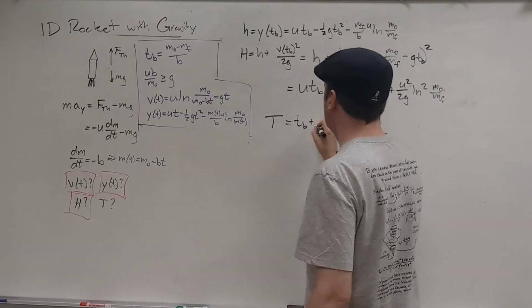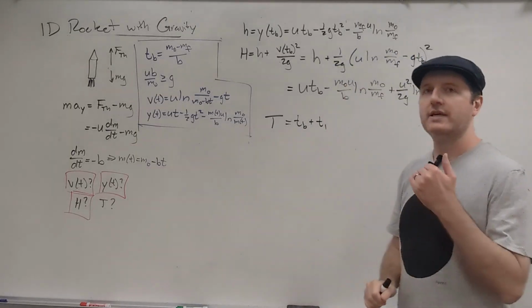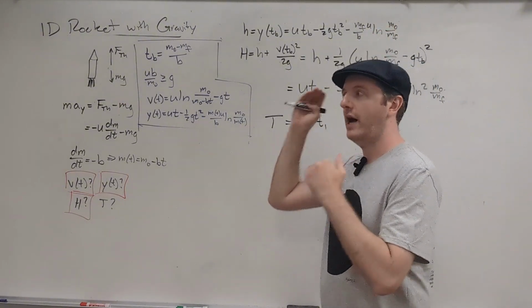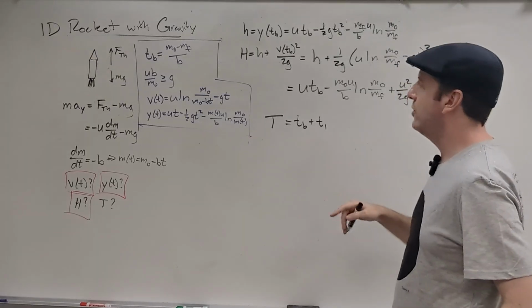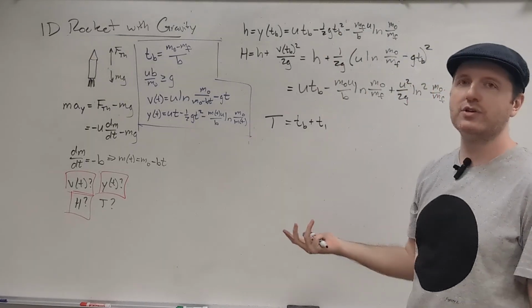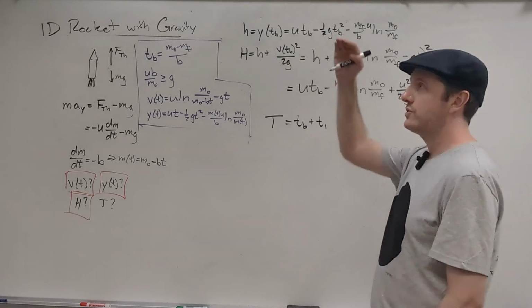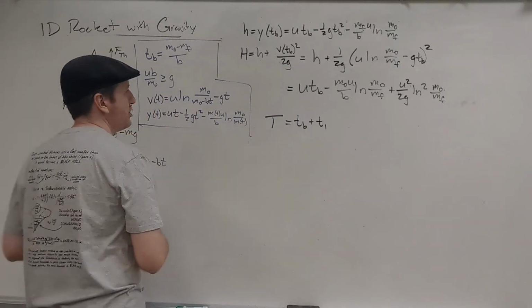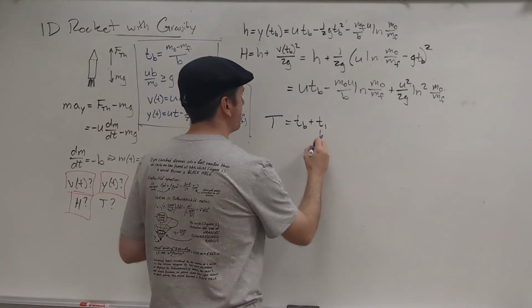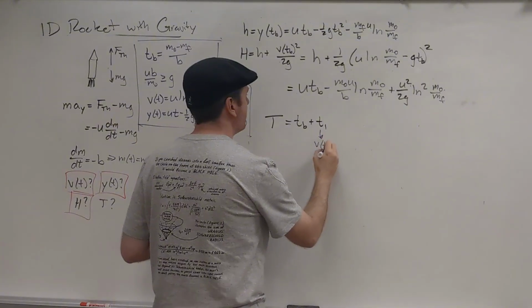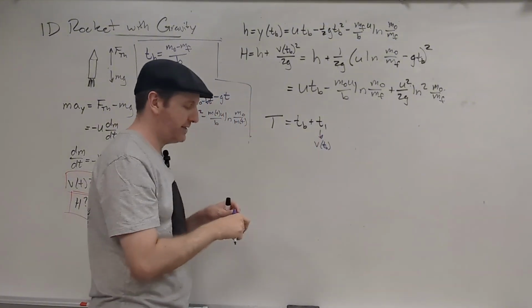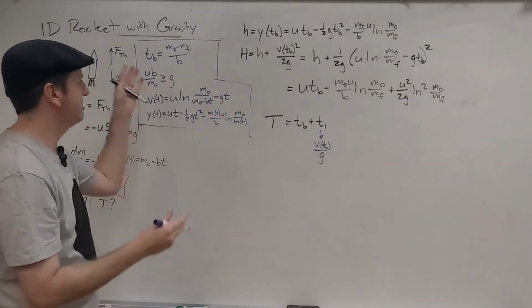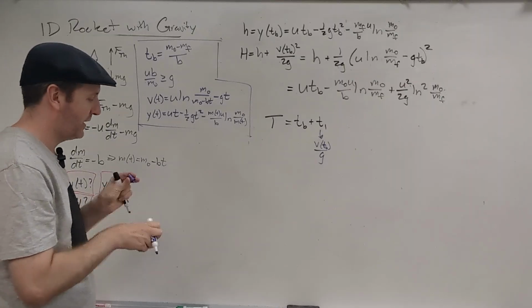Then there's a time I'll call T1, which is the time it takes for the rocket to reach its apex. So how long is that? Well, I know that during that bit, the acceleration is just minus g, and it comes to a rest at the apex. So this term is just going to be V at TB, that's the speed that it has at burnout, divided by g. Okay, so we could go plug that in, and it is what that is.